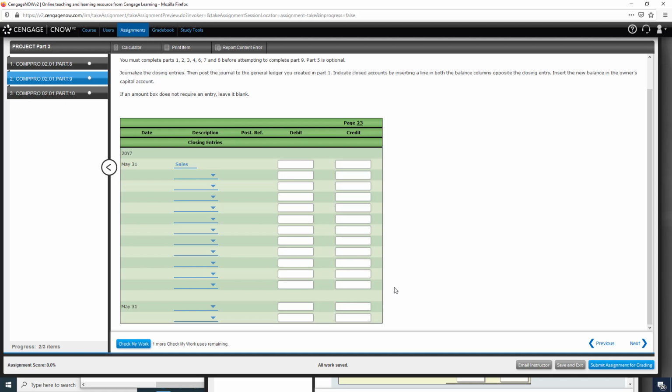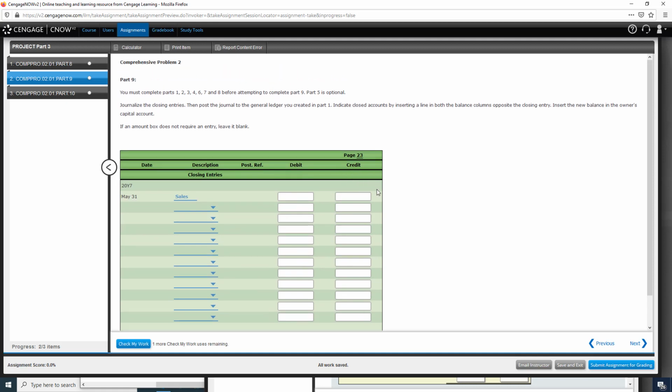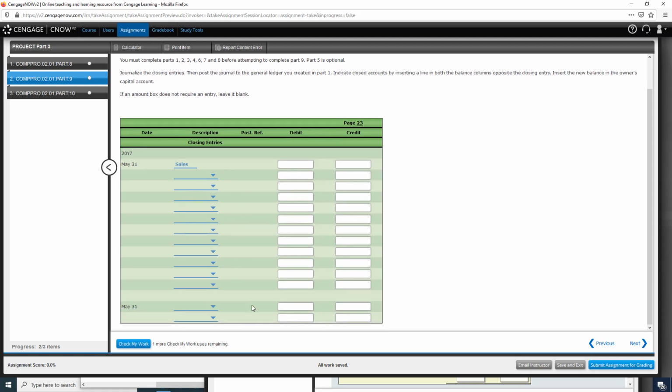You close it to where? You tell me. And then here you have to close another account into another account. Go to page 171 in your book, chapter 4. So you have these closing entries. It's going to impact these accounts and their balances.